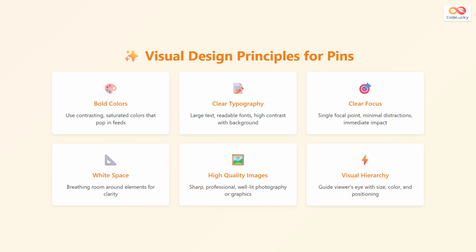Creating visually appealing pins is essential. Use bold, contrasting colors that stand out in feeds where people are scrolling quickly. Your typography must be clear and large so text is readable at any size. Keep a single focal point to guide the viewer's eye immediately. Leave white space around your elements to avoid clutter and improve clarity. Always use high-quality, sharp images or professional graphics. Finally, establish a clear visual hierarchy using size, color, and positioning to lead people's attention where you want it.